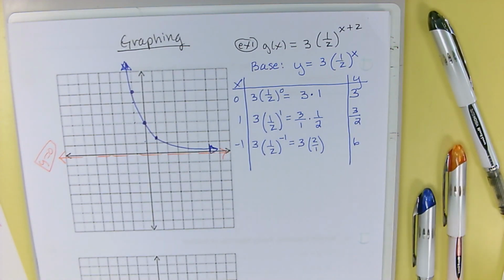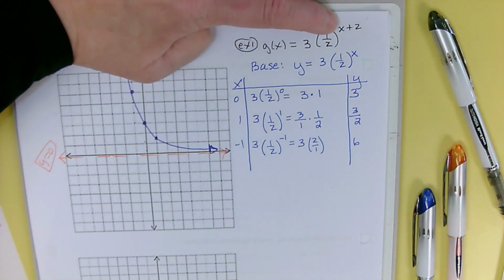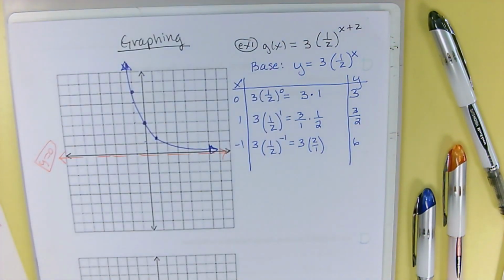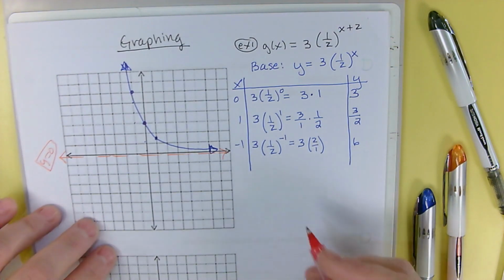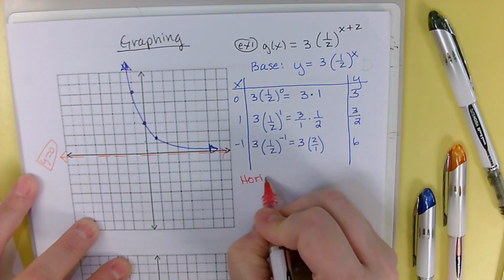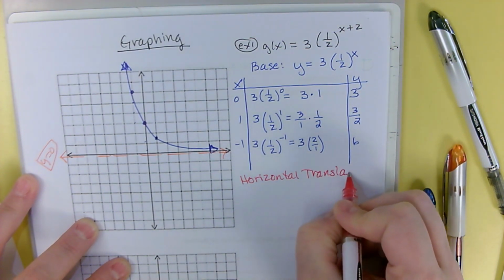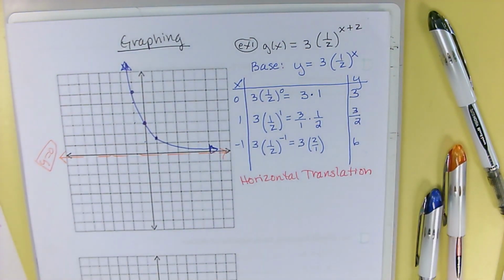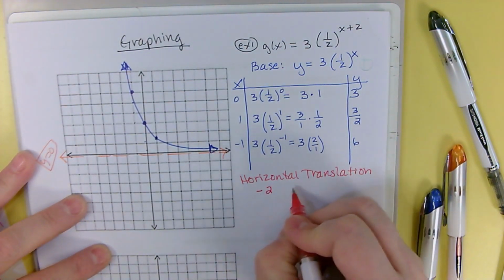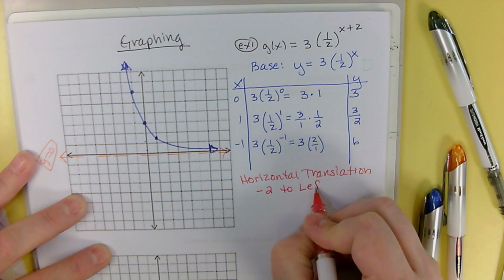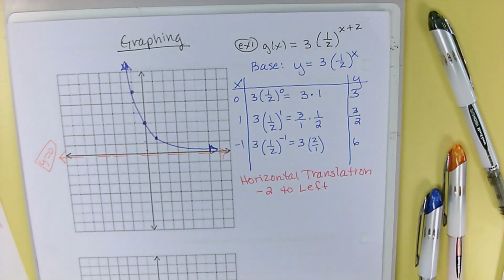Now we're going to use those transformation properties. I'm not going to rewrite all the properties. You have them on your notes if you forget. But we have an x plus a 2. So when a number is being added to the x, it's always a horizontal translation. And for the x, it's backwards. So if it's x plus 2, it's a -2 to the left.